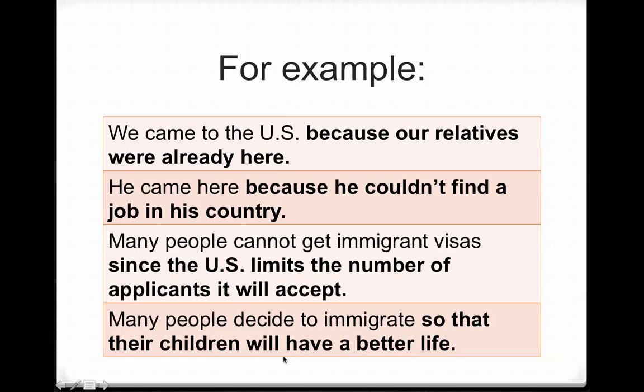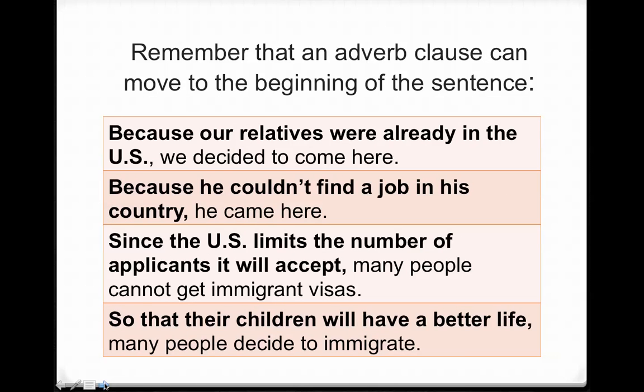Many people decide to immigrate so that their children will have a better life. So that, this phrase, two words, is a subordinator that introduces an adverb clause. So the second half of the complex sentence, the part that comes after the subordinator, is an adverb clause. And remember that the adverb clause can move to the beginning of the sentence. That's how you know it's an adverb clause.